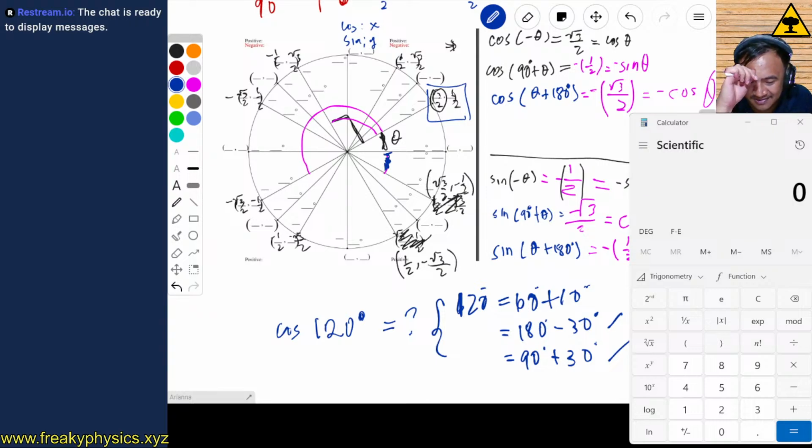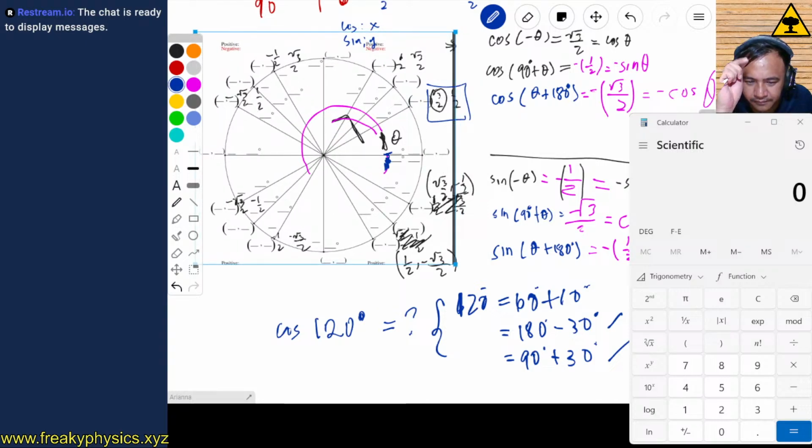All right. Finding a fraction. So 90 plus 30, and I moved the image. Nah, it's fine. Let's just undo it.